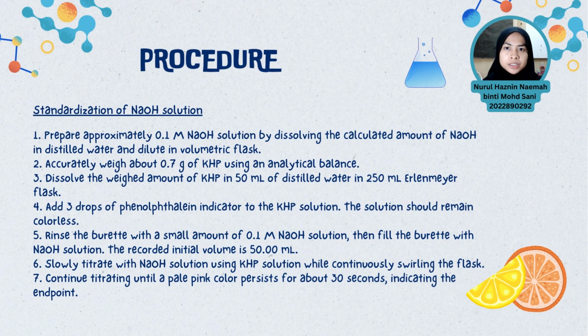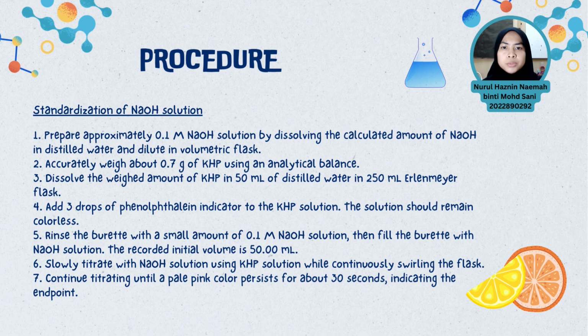Moving on to the procedure. The first one is standardization of sodium hydroxide solution. Firstly, prepare approximately 0.1 molar sodium hydroxide solution by dissolving the calculated amount of sodium hydroxide in distilled water and diluting in a volumetric flask. Then, accurately weigh about 0.7 gram of KHP using an analytical balance. Next, dissolve the weighed amount of KHP in 50 ml of distilled water in a 250 ml Erlenmeyer flask. Add 3 drops of phenolphthalein indicator to the KHP solution. In this step, the solution should remain colorless.